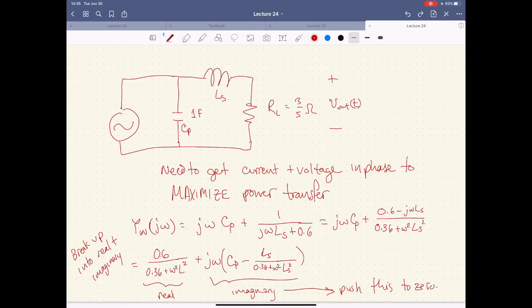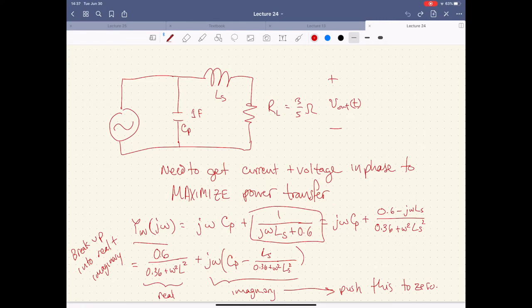So we need current and voltage in phase to maximize that power transfer. So recall that power is a combination of voltage and current, effectively being multiplied together, right? So we need to get them in phase to maximize that power transfer. So what can we do? Well, we can take this expression and then plop in our favorite inductor. Okay, so this part here is actually the resistor and the inductor put together.